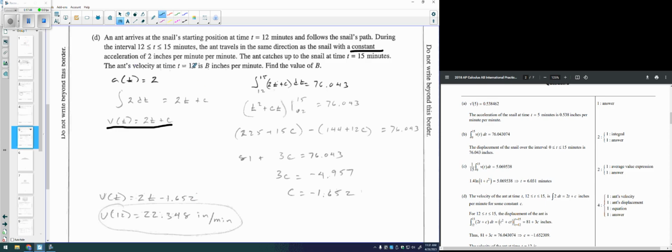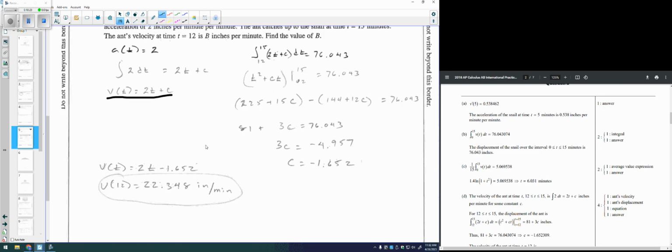What is the ant's velocity at time equals 12? Put in 12 and work it out. We get 1 point for the correct velocity, that 2t plus c. You get 1 point for the displacement, which would be the equation right here. You get 1 point for the correct equation right here. And then you get 1 point for the correct answer. Okay? All right. That was probably the hardest one on questions 1 and 2. Out of all the calculator stuff, that was probably the hardest one. It required the most work. Hopefully it makes sense now that you've seen it done.